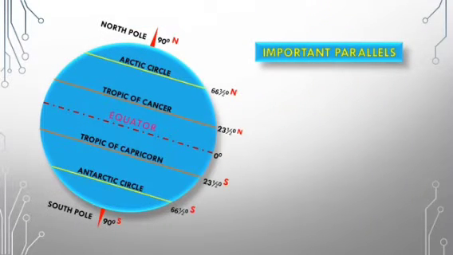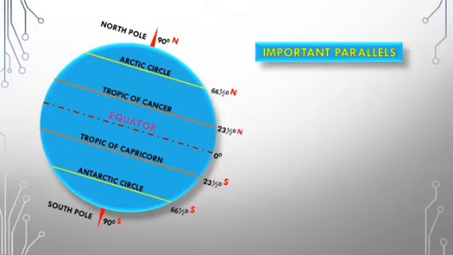Children, I hope you are clear with the model of the earth and latitudes and longitudes. These latitudes and longitudes help us to locate any place on the earth. You have understood that latitudes are horizontal imaginary lines. Totally, there are 181 parallels or latitudes on the earth.